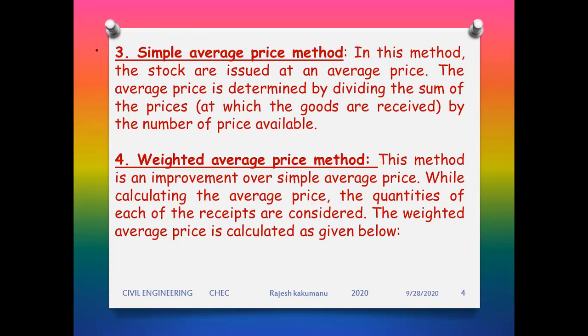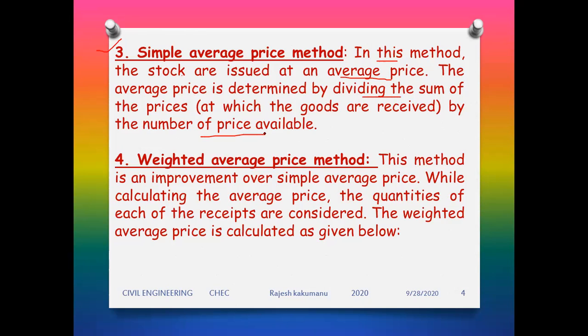Next, the third one is the simple average price method. In this method the stock is issued at an average price. The average price is determined by dividing the sum of the prices at which the goods are received by the number of prices available.